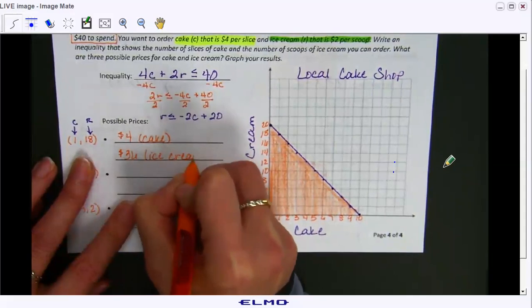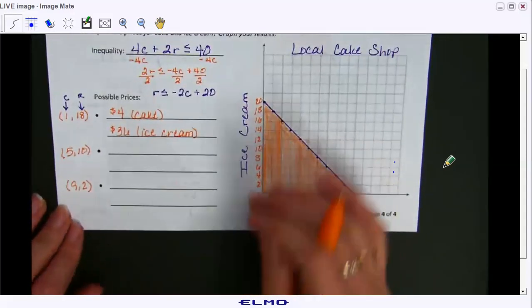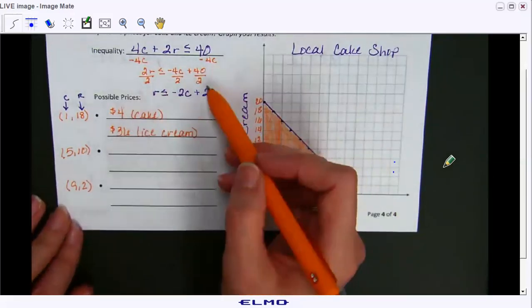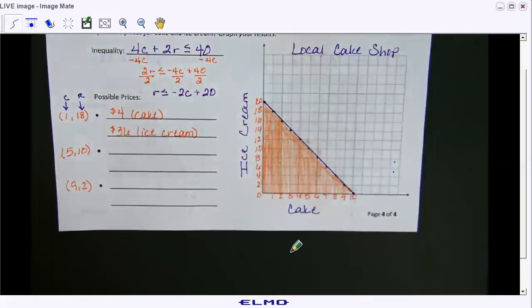So I want you to go ahead and finish out and then just total it up in your head. 36 plus 4 is 40. So we're within the range, right? So go ahead and finish the last two.